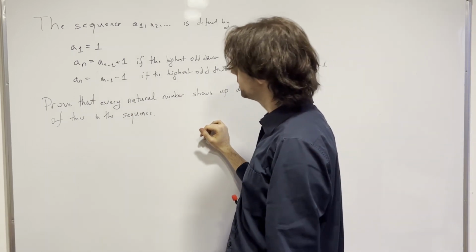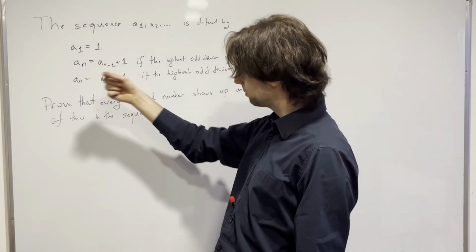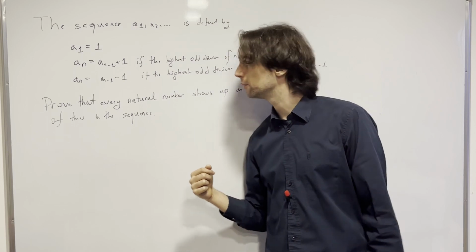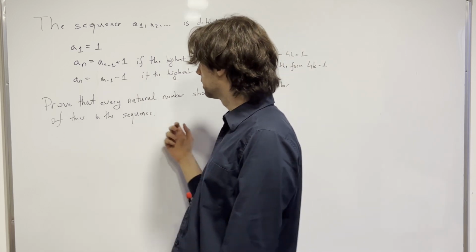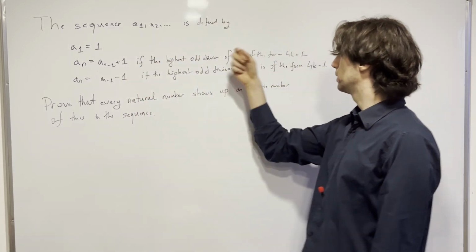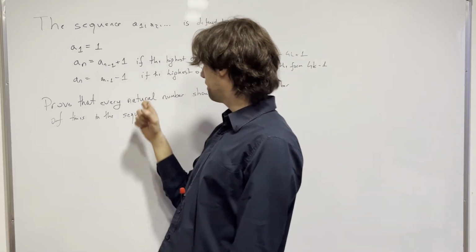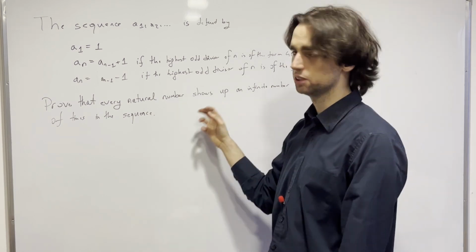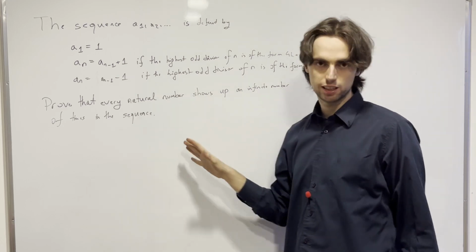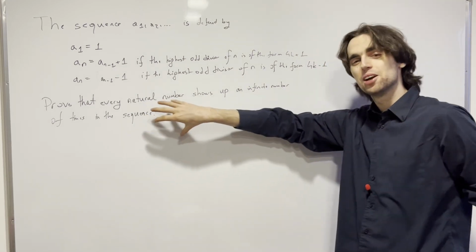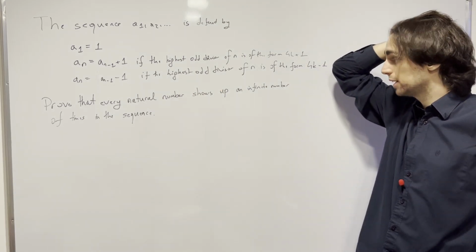So we have this sequence defined by 1, 8, 2. Every other member is either +1 or -1 of the previous one, depending on the greatest odd divisor of n. And we need to prove that every natural number shows up an infinite number of times. Here the natural numbers are 1 through infinity. 0 is not a natural number, not in this room, not in this class. So what do we have here? Every natural number shows up an infinite number of times.